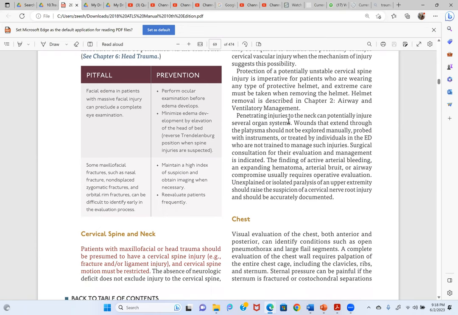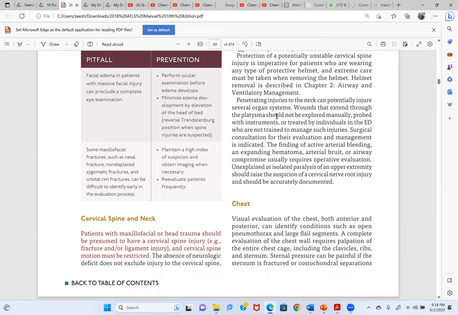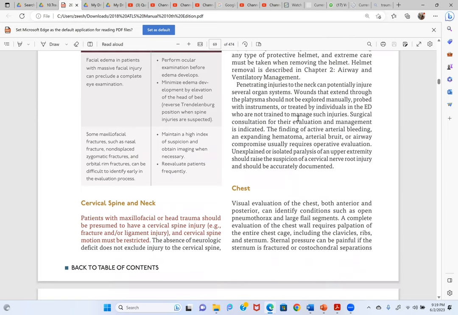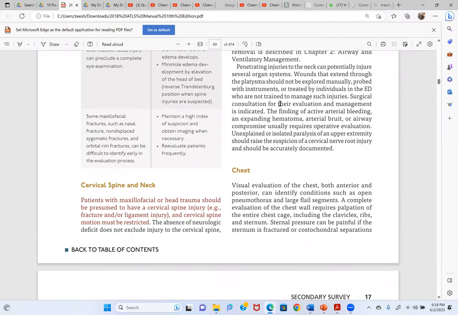Okay, penetrating injuries through the neck can potentially injure several organ systems. Wounds that extend through the platysma should not be explored manually, probed with instruments, or treated by individuals in the ED who are not trained to manage such injuries. So it should be done by specialized people. Findings of active arterial bleeding, expanding hematoma, arterial bruit, or airway compromise usually require operative evaluation.